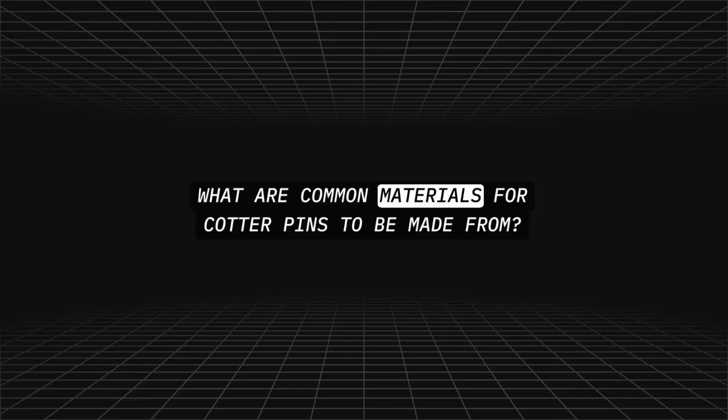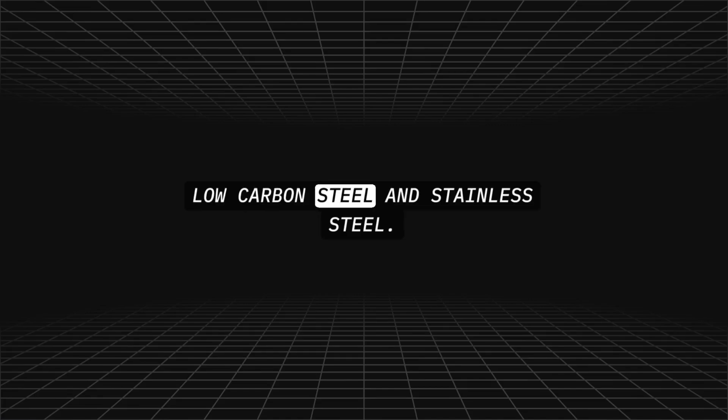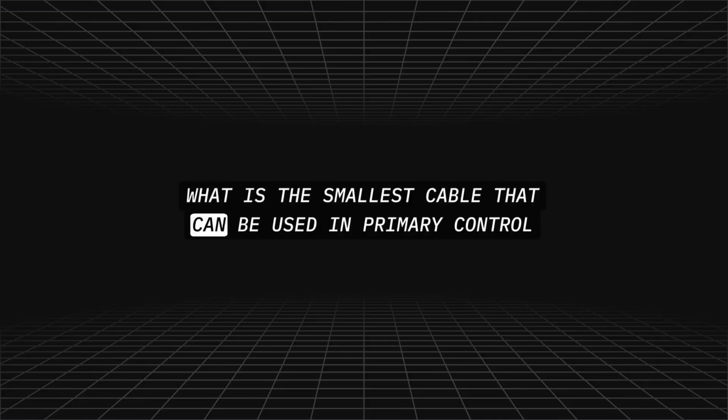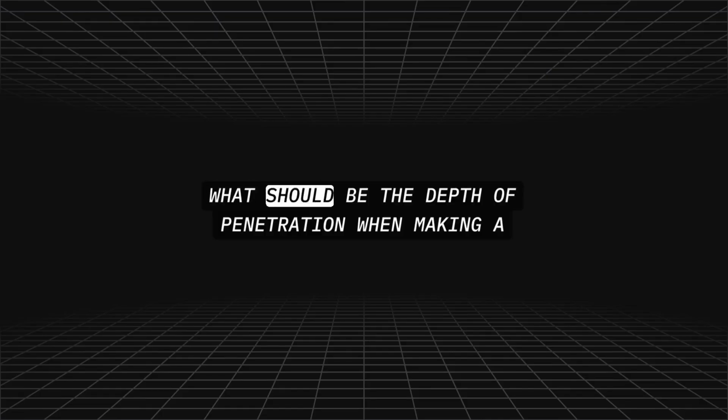What are common materials for cotter pins to be made from? Low carbon steel and stainless steel. What is the smallest cable that can be used in primary control systems? 1/8 inch in diameter. What should be the depth of penetration when making a fillet weld?